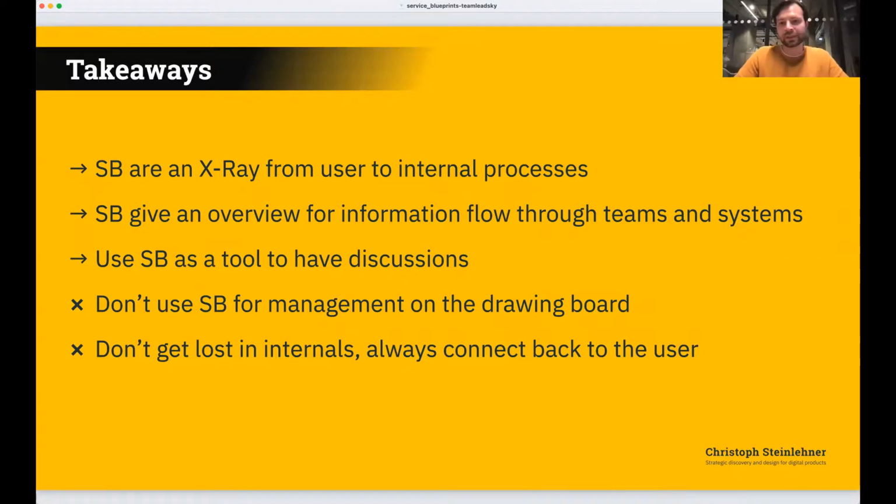Thank you. Yes, and Christoph, could you please elaborate on the roles, like whom would you include in these conversations around service, in the discussion around service blueprint?